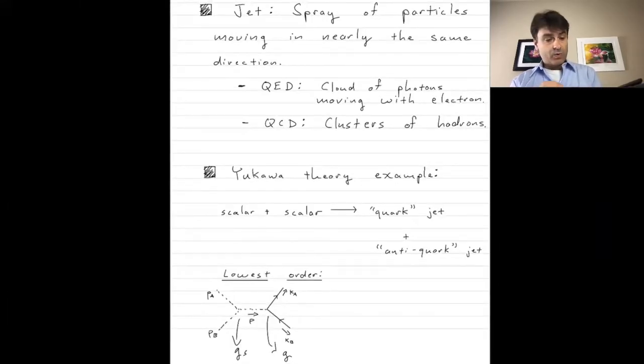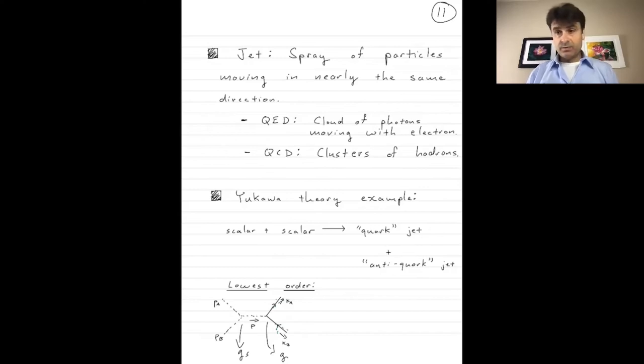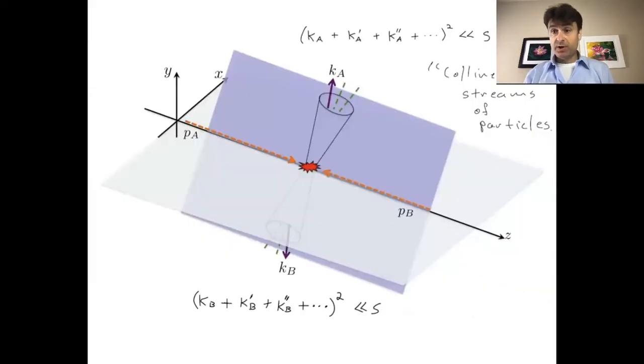Okay, and now we want to ask, what happens if I look at the cross-section for these particles to produce sprays of other particles going out in the final state? Before I get really into the calculation, we need to flesh out a little bit more what we mean by sprays of particles, and basically to characterize this process a little bit more carefully.